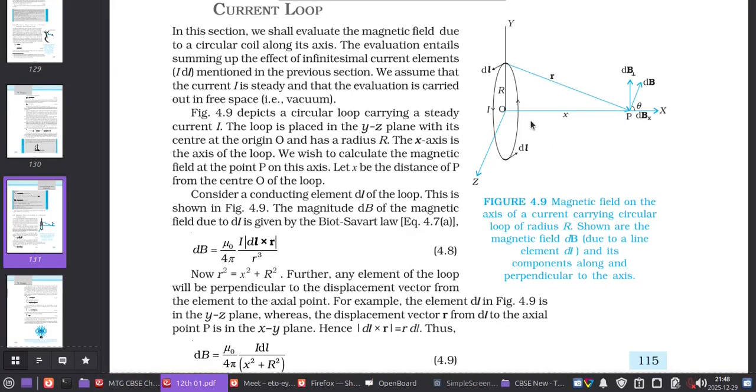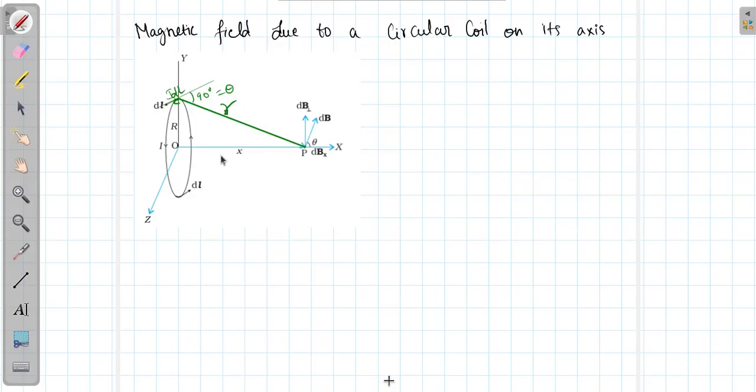If you are using the NCERT textbook and answering from the NCERT textbook, you have to be very careful. Otherwise, you change this to phi instead of theta. You can go for phi, no problem. Now we write the equation dB equal to mu naught by 4 pi. They directly give this as I dl sin 90 degree divided by r square. You understand?